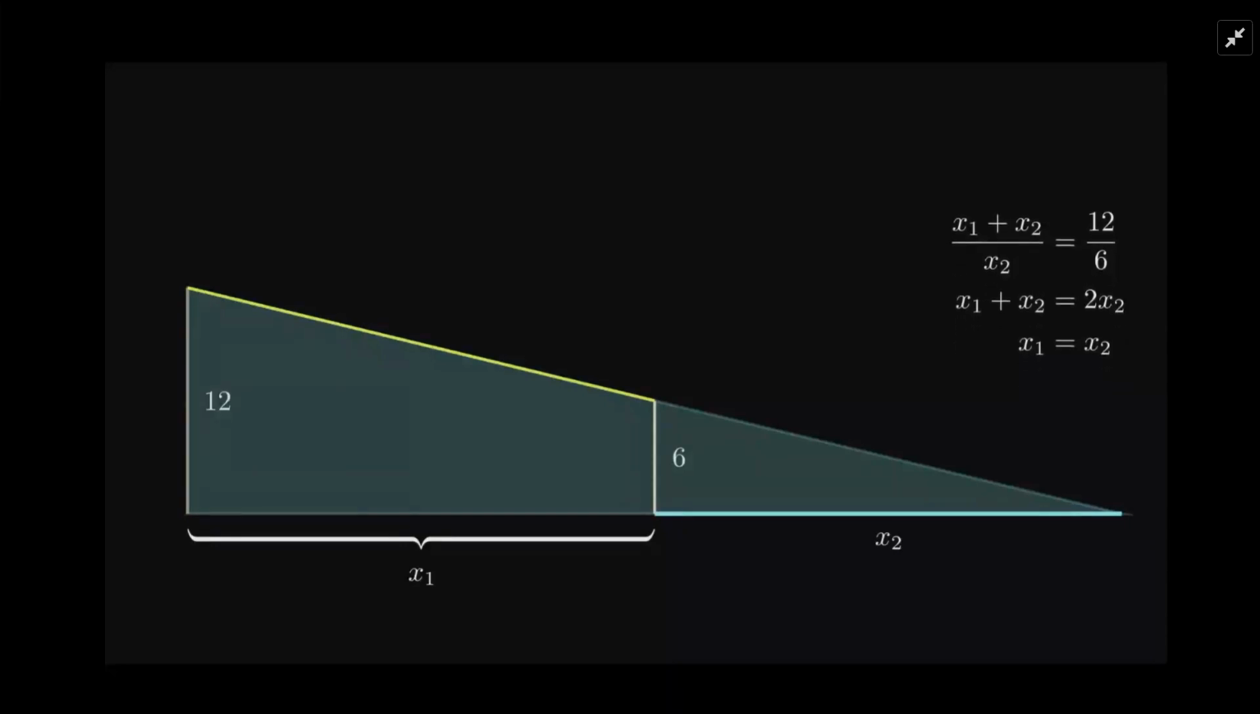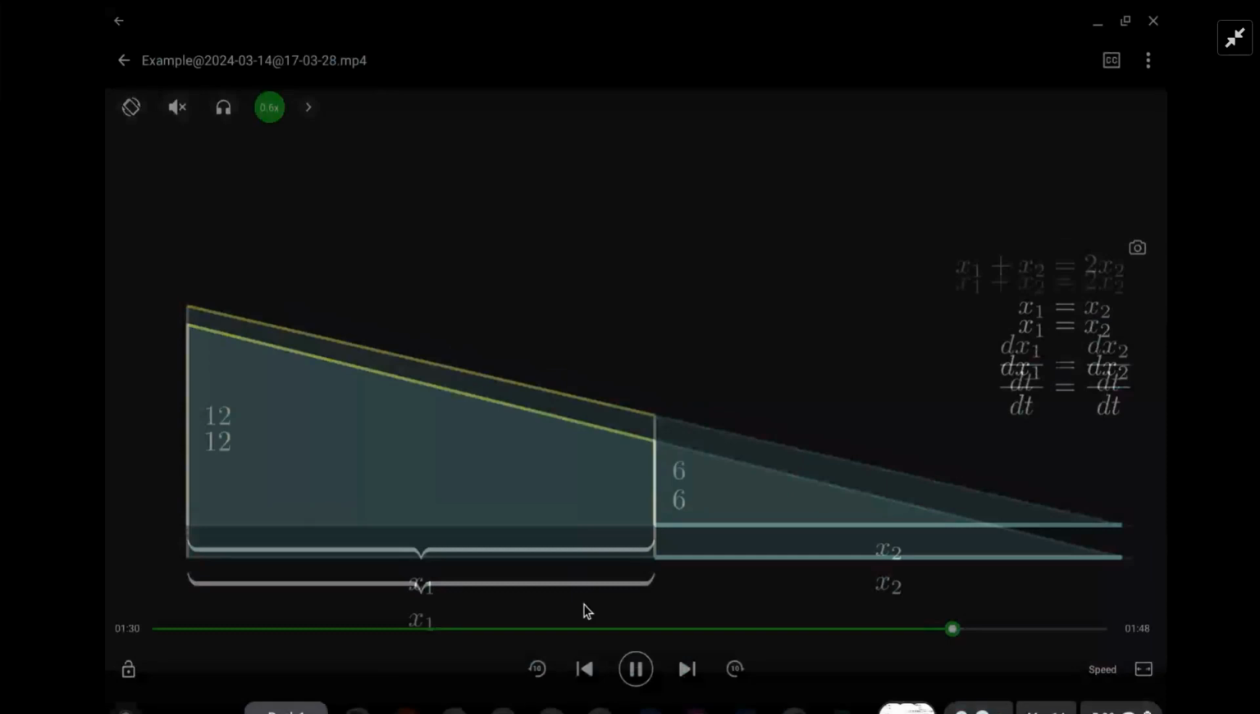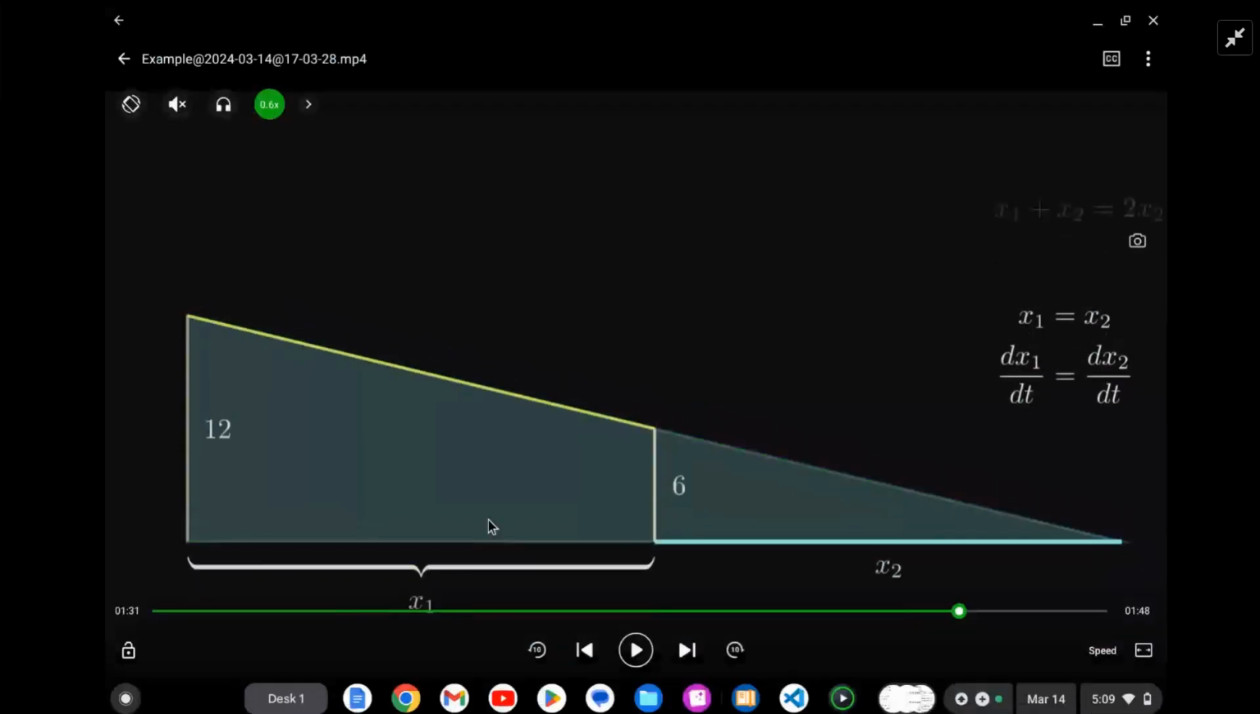All right. For the rates, we differentiate each side. All right. And so we know, let's just pause it here. dx1/dt is the rate that she's moving away from the pole, the rate that she's walking. That's here. This is dx2/dt, the rate of change of the length of the shadow.